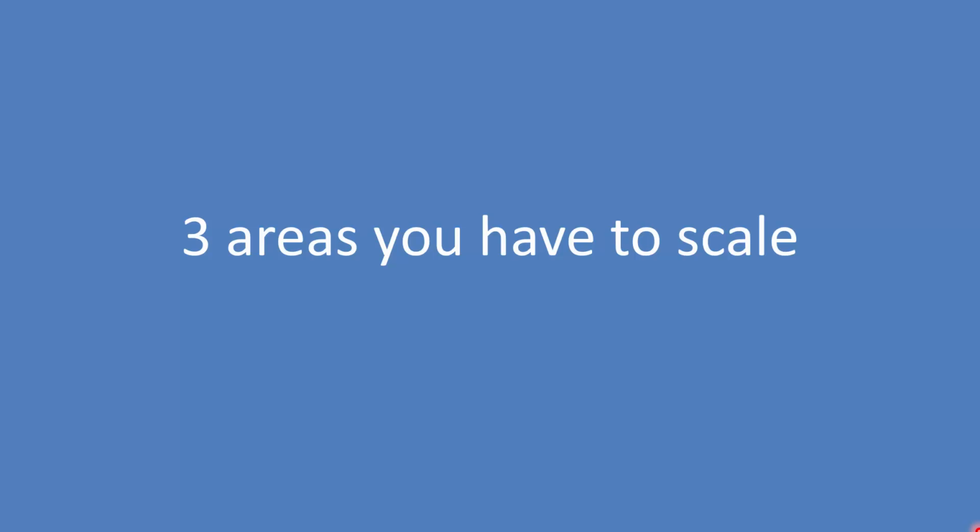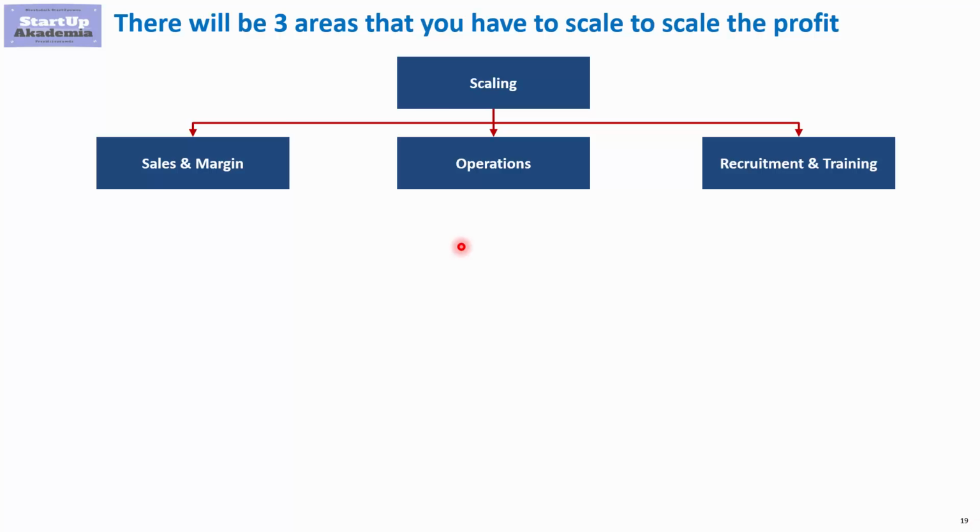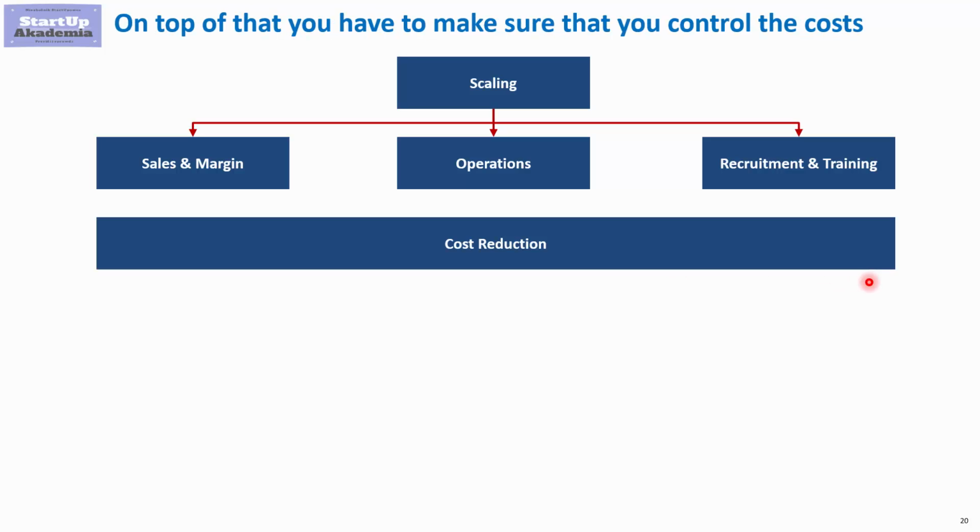Let's have a look at the 3 areas that you have to scale if you want to scale the business. So if you want to scale business, you have to scale sales and margin, operations, and last but not least, recruitment and training capabilities. On top of that, if you want to really scale the profit and not only the size of the company, obviously you have to control the costs and constantly look for opportunities to do cost reduction. Obviously without harming the business, but rather in order to generate the profit you are targeting.